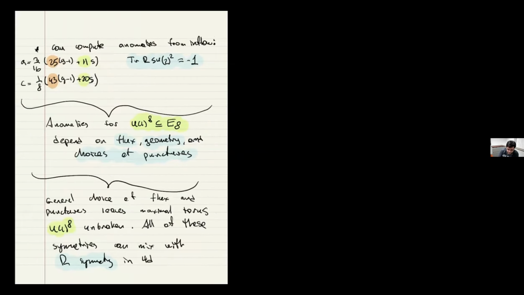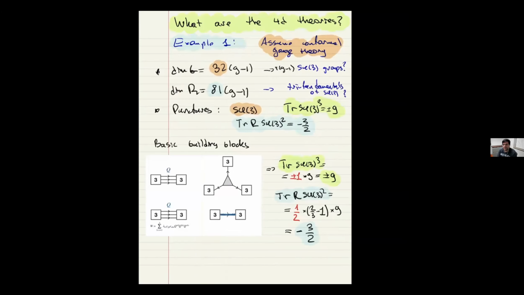Okay. So now finally we come to the question: what are the 4D theories that you get in this compactification? Can we describe them directly in 4 dimensions?